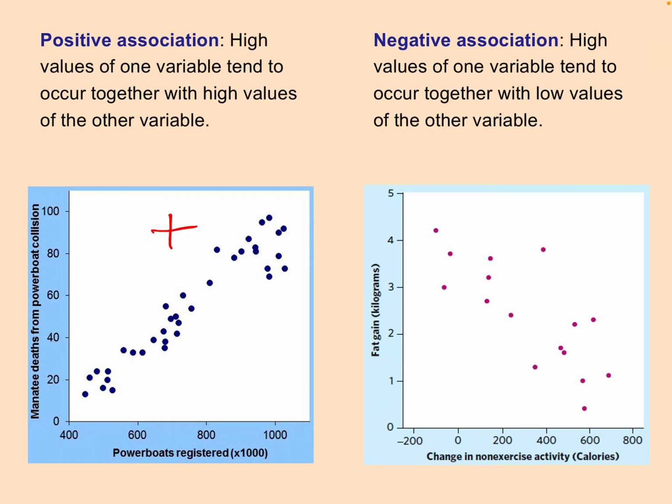Or another way to say it, high values of one variable tend to occur together with high values of the other variable. All right, negative association. High values of one variable tend to occur together with low values of the other. So here we have change in non-exercise activity, calories consumed going up, and here we have fat gain in kilograms. So as non-exercise activity goes up, you see we have fat gain going down. As one variable increases, the other variable decreases. That is a negative relationship. All right. Okay.